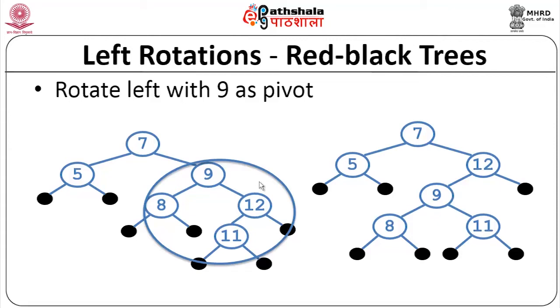Here now let us look at left rotations of red black trees. Now, suppose I want to rotate left with 9 as pivot. So, when we do a rotation left with 9 as pivot, we take 12, 12 becomes the parent and 9 becomes the left child of 12, and 11, which is 12's left child, becomes 9's right child. So, that is what we have done here. This is the left rotation.